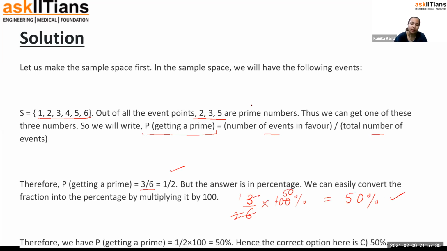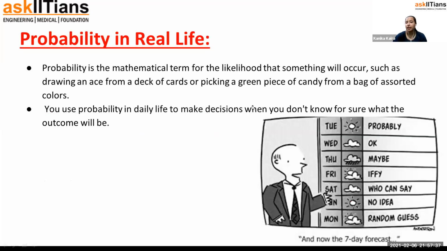Fine. Now let's move further. Now, how do you relate probability in real life? Let's look at the statements given. Probability is the mathematical term for the likelihood that something will occur, such as drawing an ace from a deck of cards. A deck of cards means the playing cards. So we have 52 cards in total, and if you want to draw an ace card from a pack of cards, what is the probability of that?